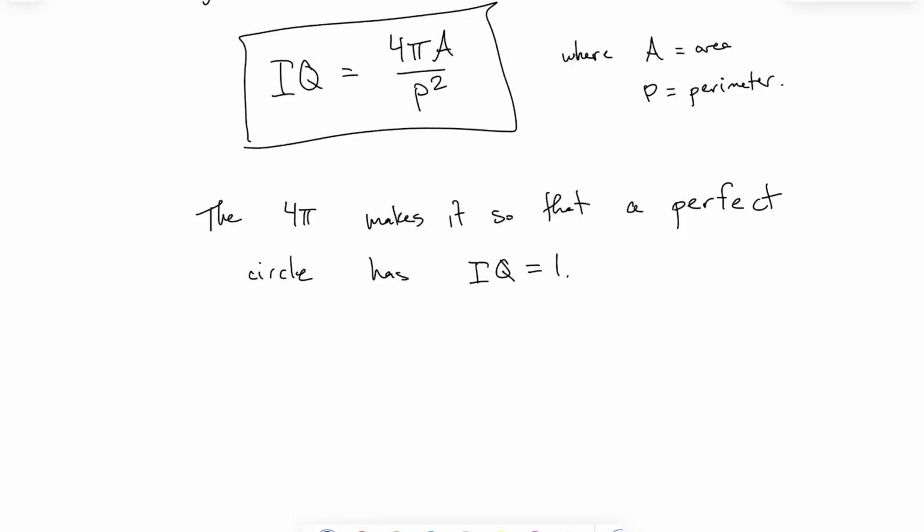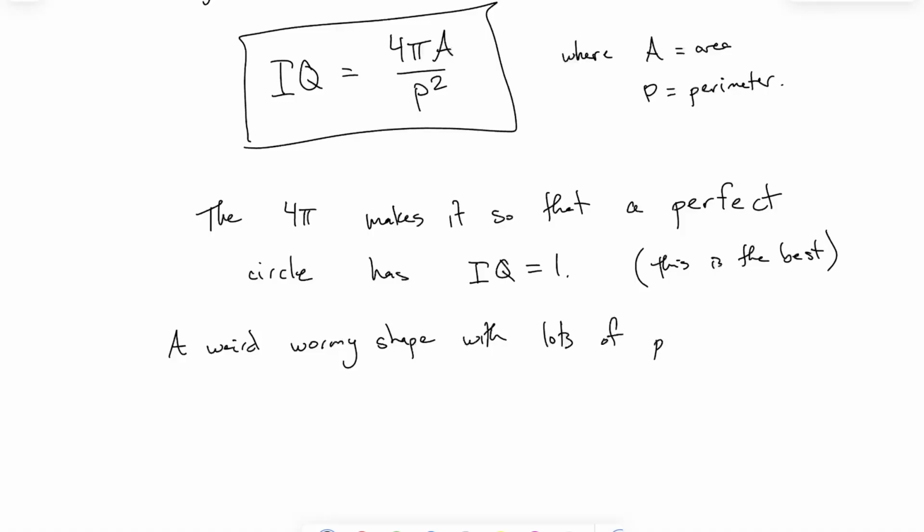So the 4 pi makes it so that a perfect circle has IQ equal 1, and this is the best possible. There is no shape which has an IQ better than 1. 1 is the best. And then a weird, wormy shape with lots of perimeter has IQ close to 0.